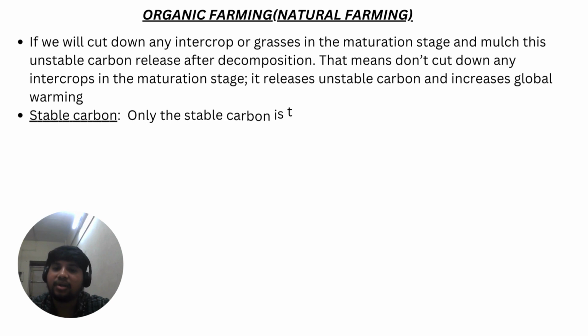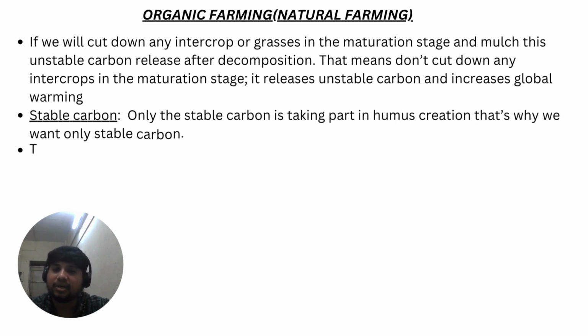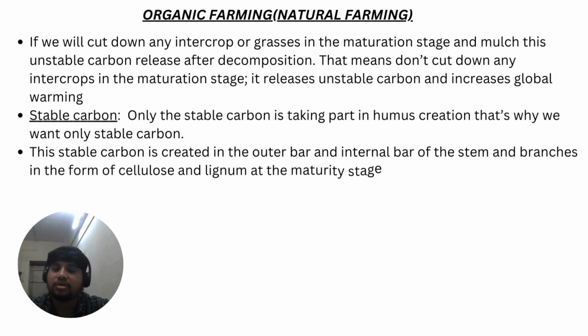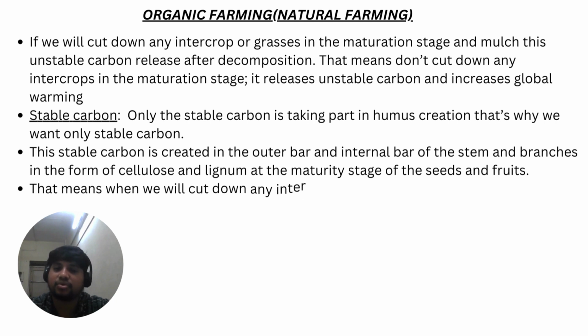Stable carbon. Only stable carbon takes part in humus creation. That's why we want only stable carbon. This stable carbon is created in the outer bark and inner bark of the stem and branches in the form of cellulose and lignin at the maturity stage of the seeds and fruits.